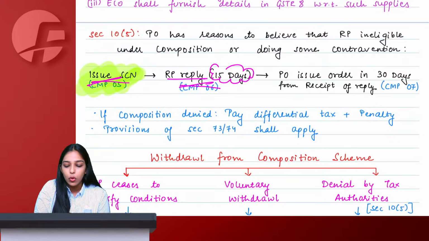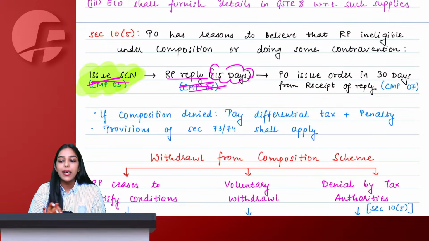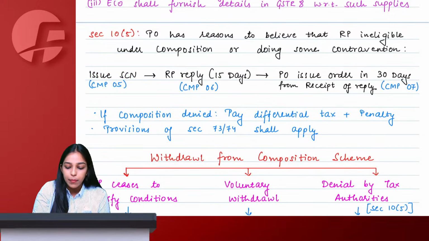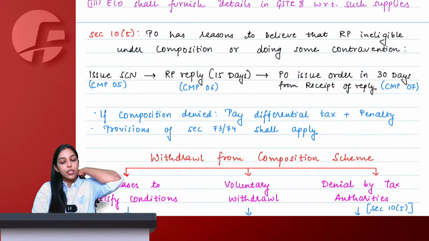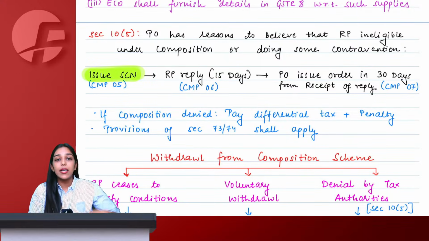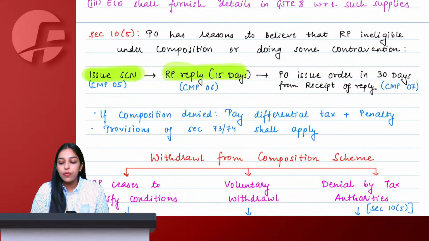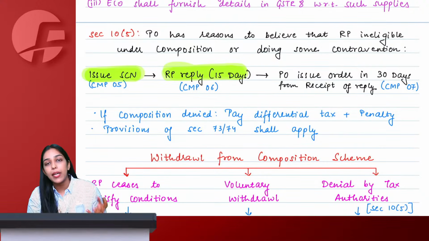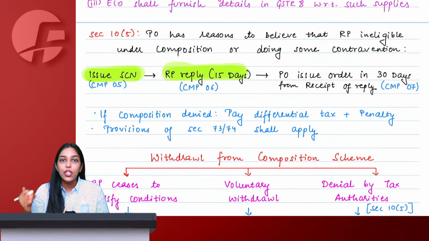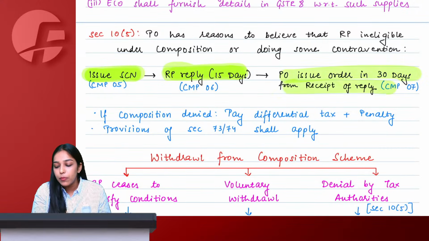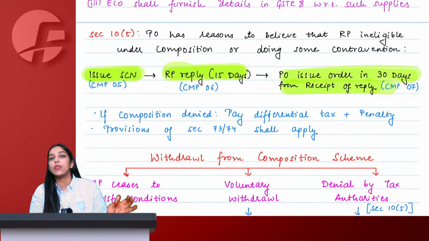No need to remember the notice form numbers, etc. Nothing you are required to remember. So in this case, the officer will issue you a show cause notice asking why you are eligible, because we think you are ineligible. You will reply within 15 days. Now, based on your reply, the final decision will be taken by the officer within the next 30 days from your reply whether you are actually eligible or not.